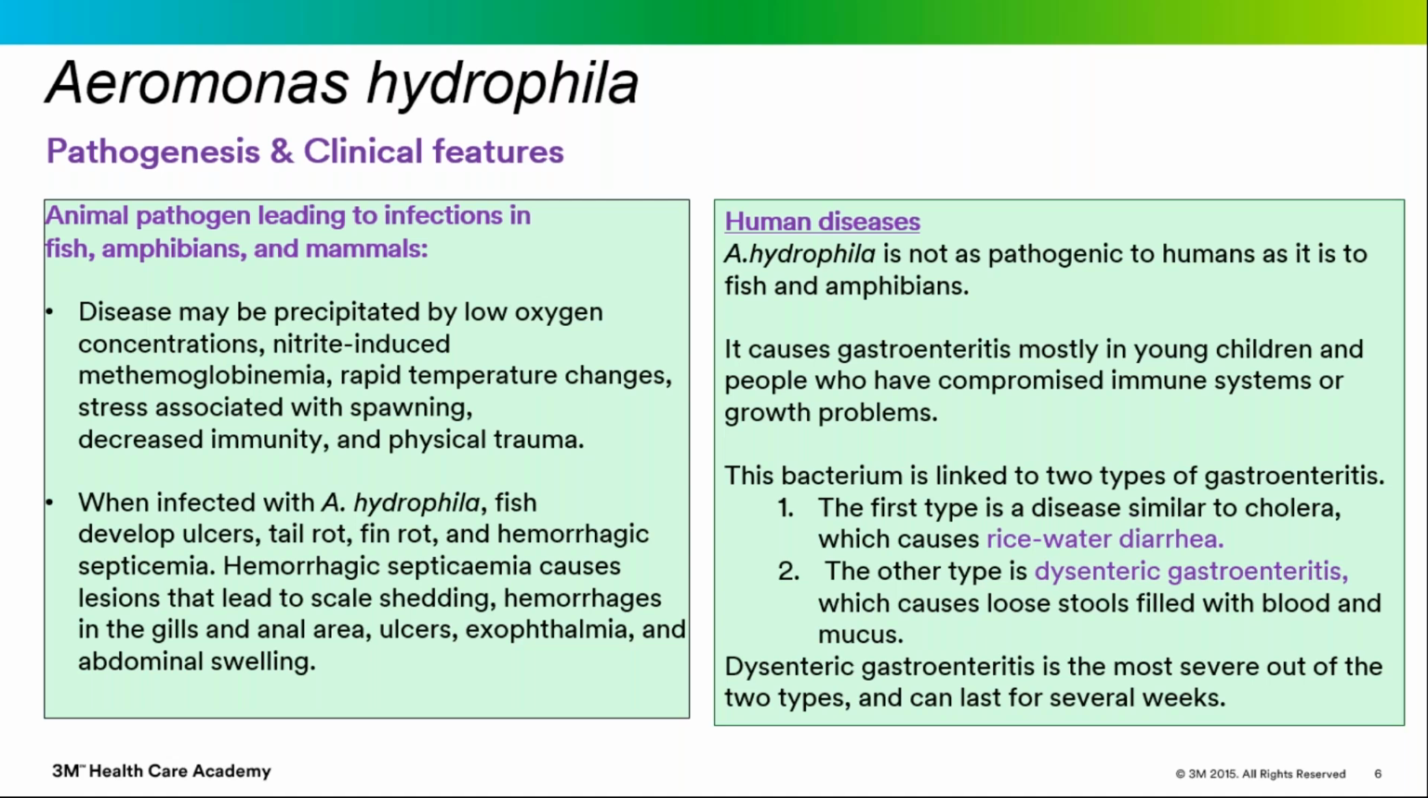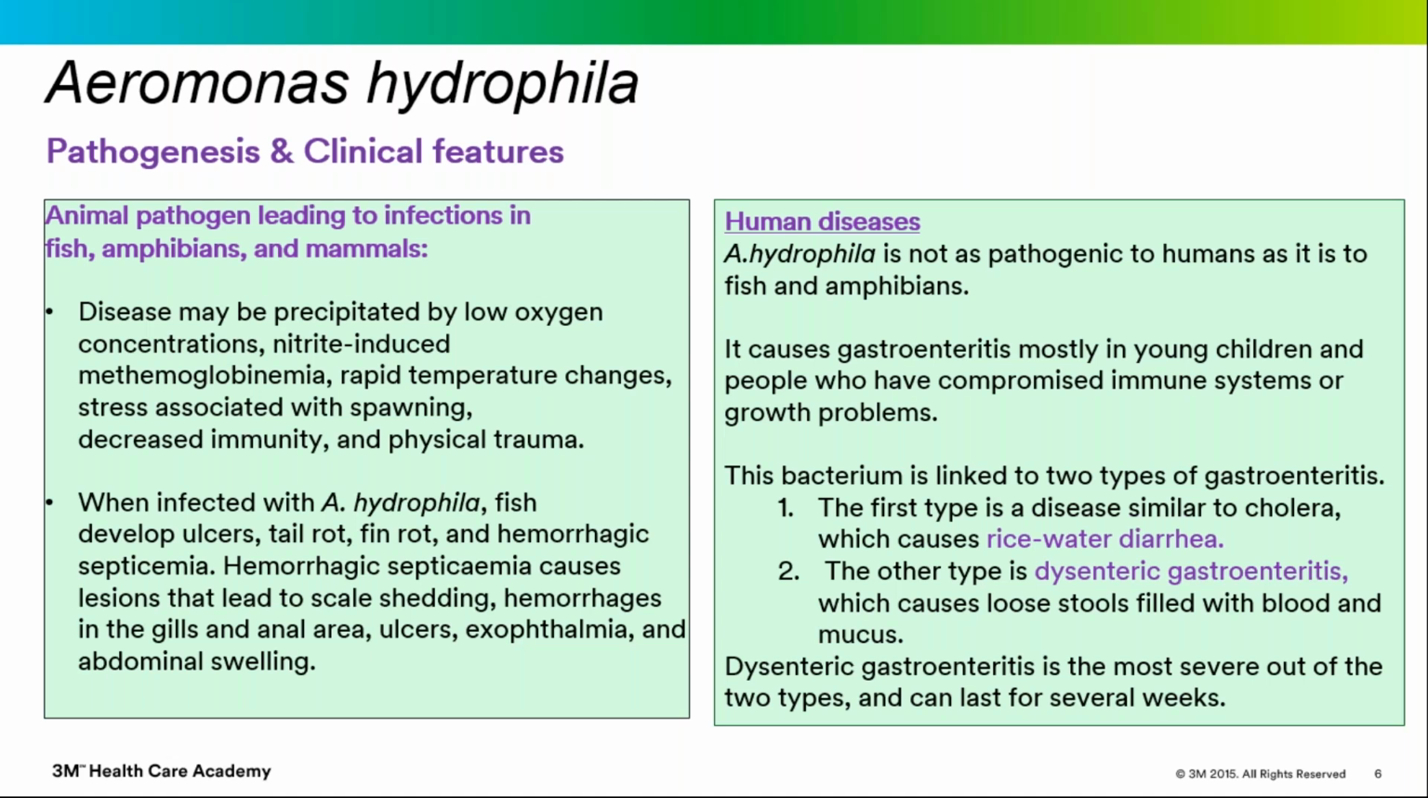When infected with A. hydrophila, fish develop ulcers, tail rot, fin rot, and hemorrhagic septicemia. Hemorrhagic septicemia causes lesions that lead to scale shedding, hemorrhages in the gills and anal area, ulcers, exophthalmia, and abdominal swelling.